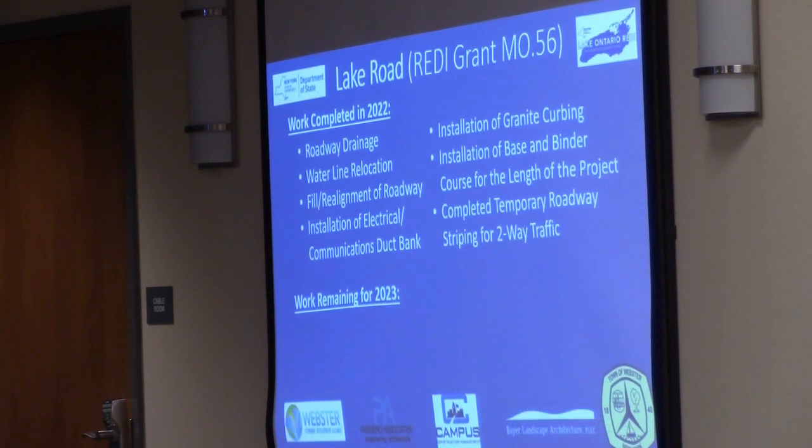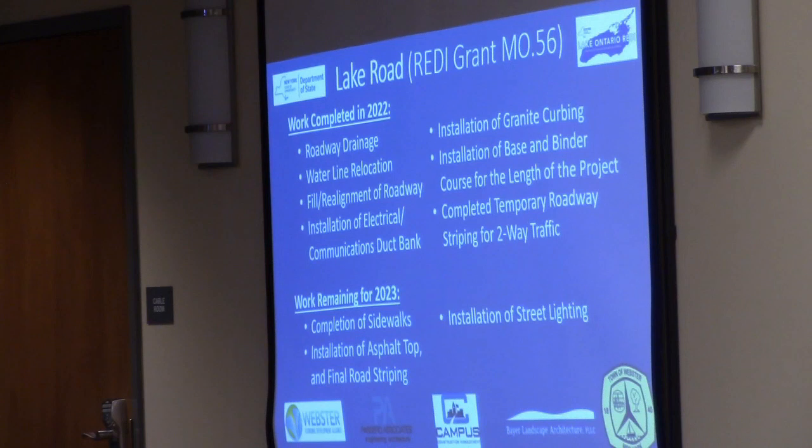And then we completed the temporary roadway striping for two-way traffic. Remaining for 2023 is completion of the sidewalks along the road, installation of the top course of asphalt and final striping. And then moving forward from now, possibly through the winter, we're waiting on some schedule from RG&E, but we will see installation of street lighting along that corridor. And like I said, with power being moved over, they'll start removing the existing power poles along that stretch as well.